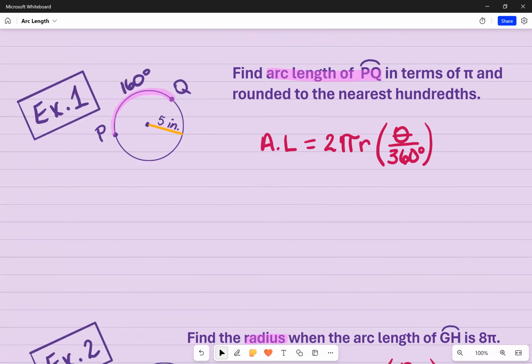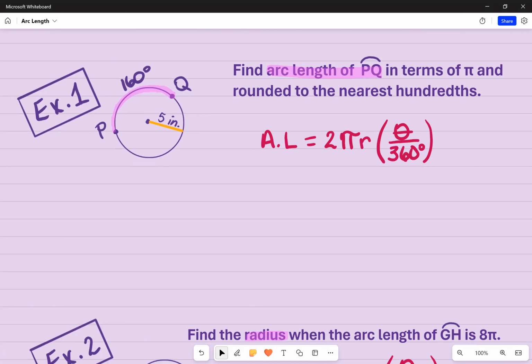In example one, we are given information, and I personally would have you highlight the portion where it's asking you to find something because it's going to be different depending on the problem. It's not going to always be find the arc length. It may be something else.